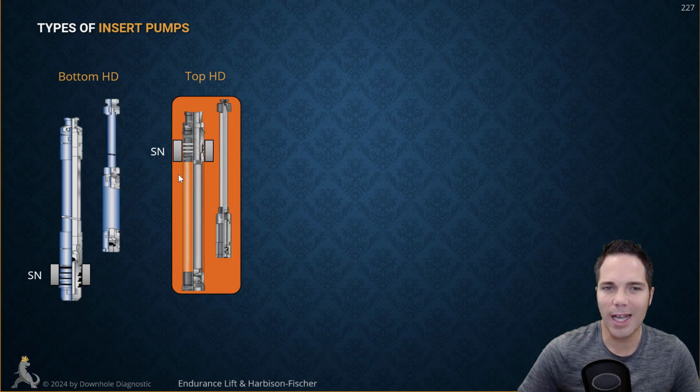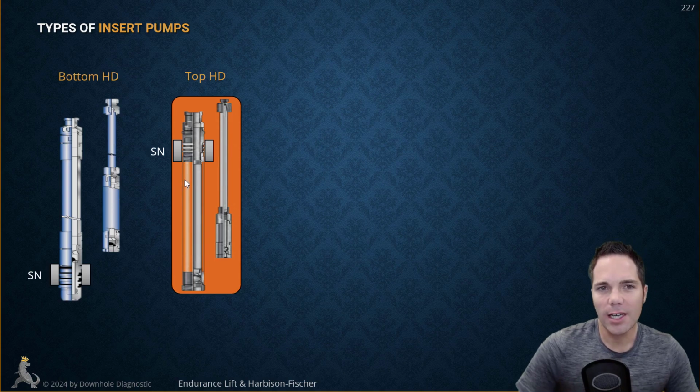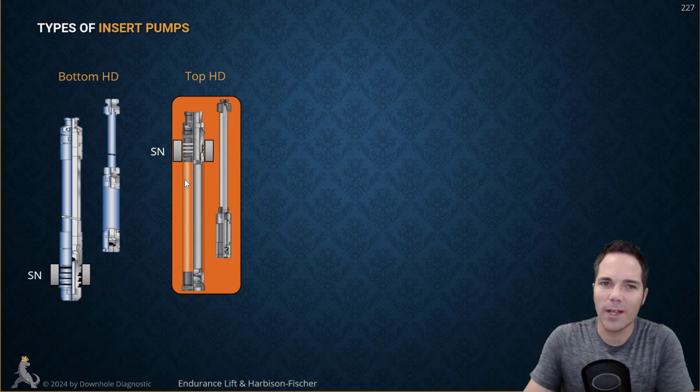So the pressure on the outside of this barrel is the pump intake pressure. As a result of that, you can't run these too deep, because when you're trying to pressure up the pump chamber, you have the potential of your barrel bursting because it doesn't have that pressure support on the outside of it. Now, why would you run a top hold down pump?